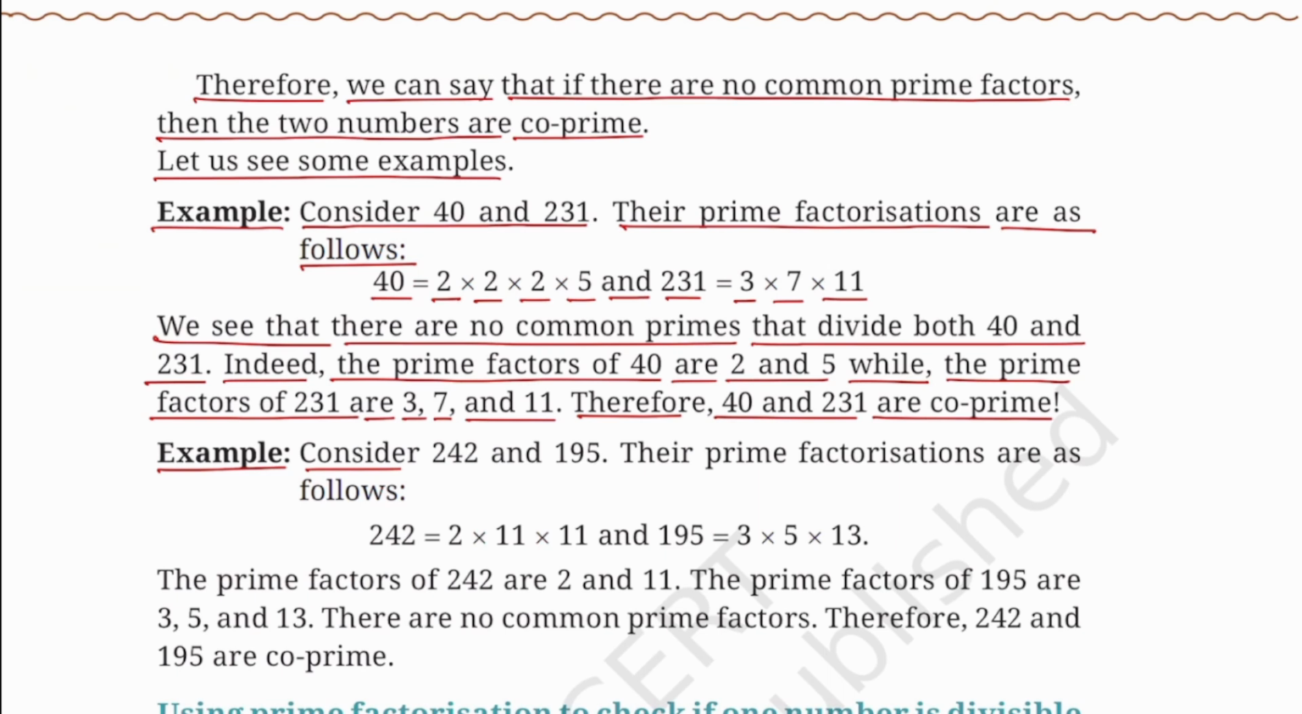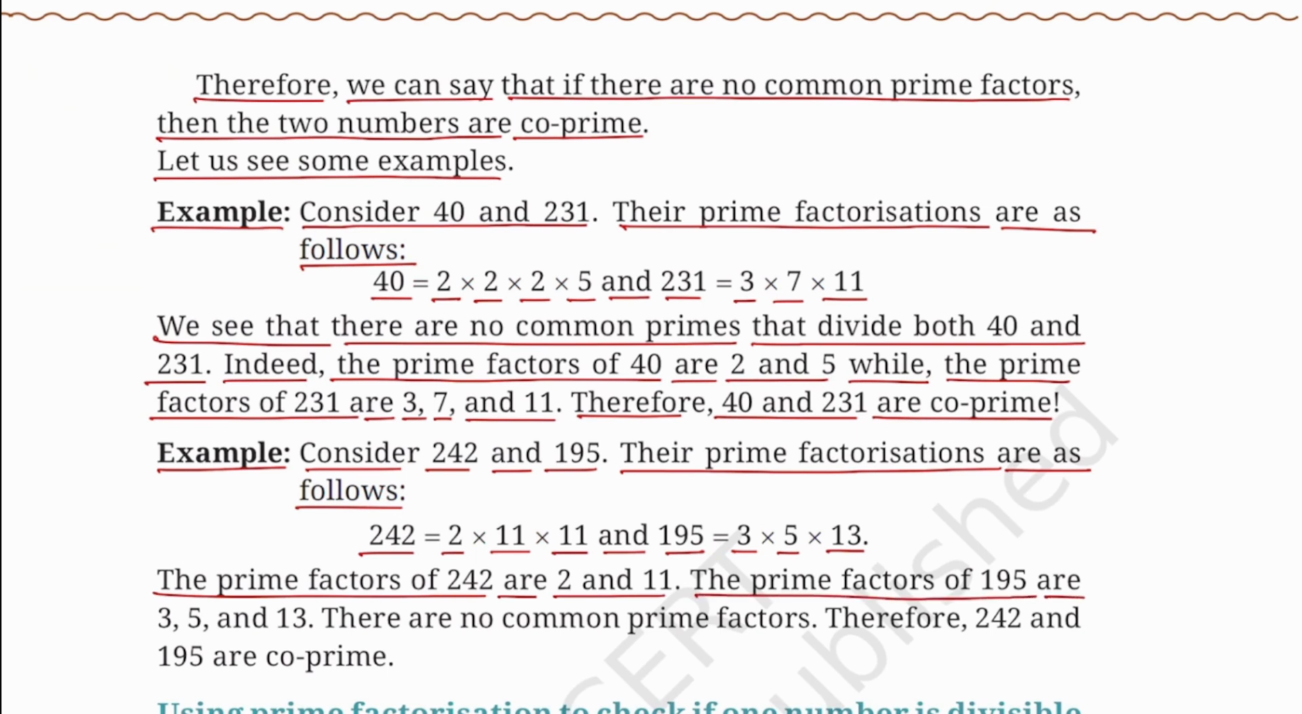Example: consider 242 and 195. Their prime factorizations are as follows. 242 is equal to 2 into 11 into 11 and 195 is equal to 3 into 5 into 13. The prime factors of 242 are 2 and 11. The prime factors of 195 are 3, 5 and 13. There are no common prime factors. Therefore, 242 and 195 are co-prime.